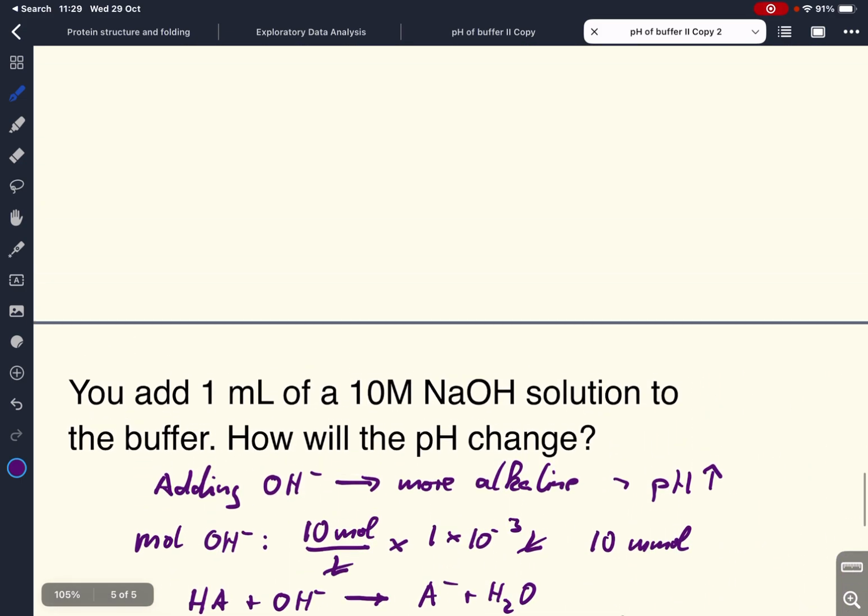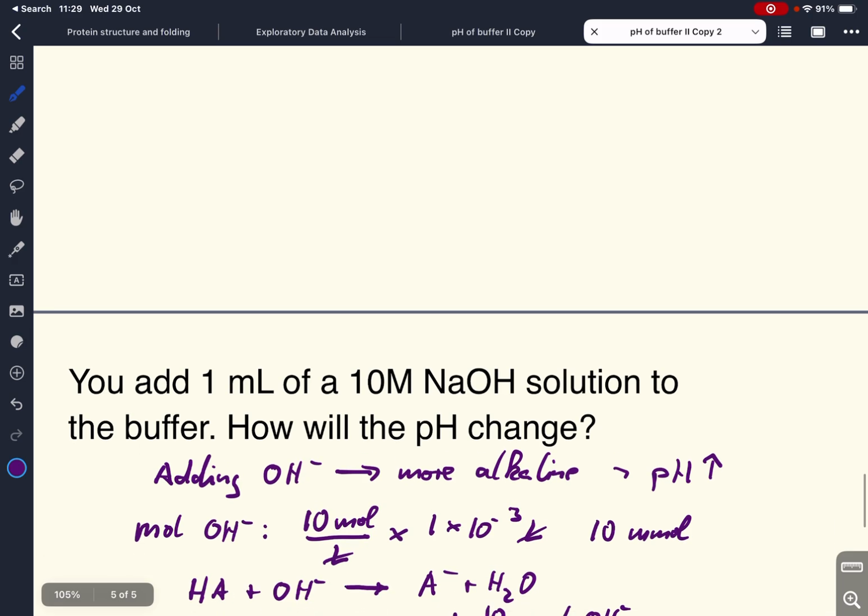So this shows you how we can calculate this example where we add a huge amount of sodium hydroxide to a buffer, and that this will exceed the capacity.